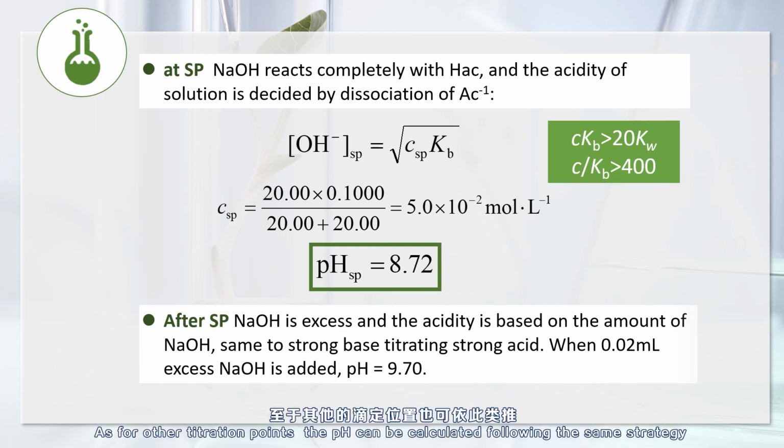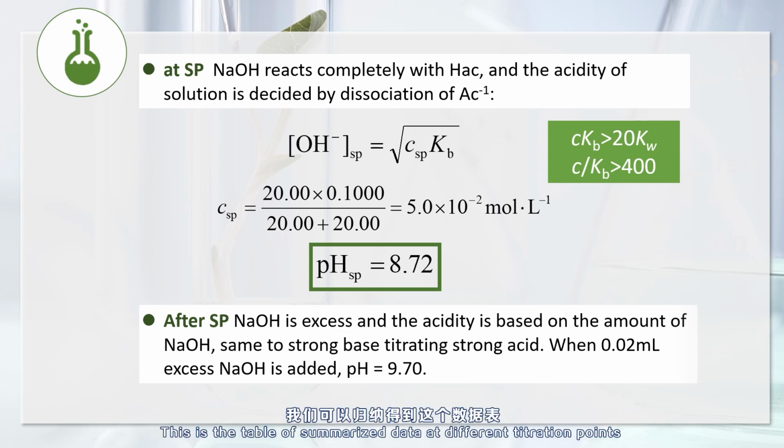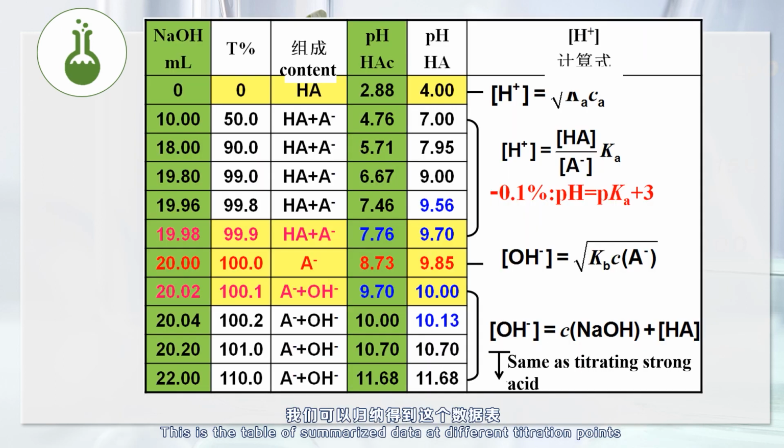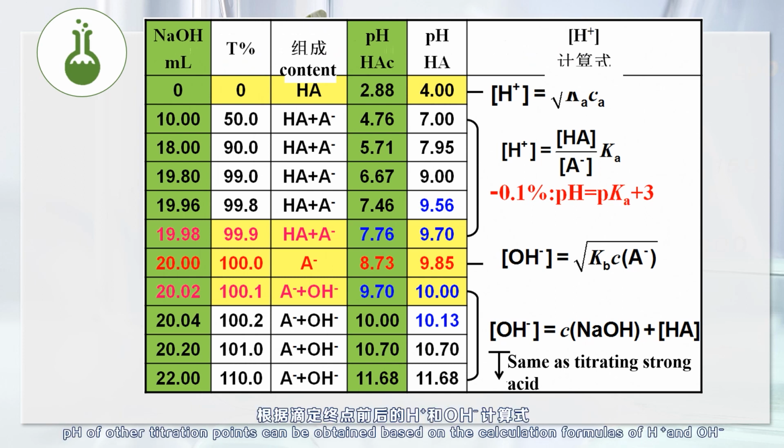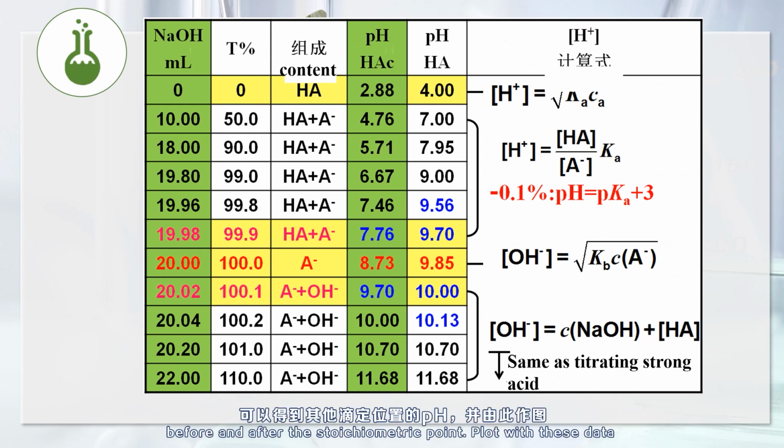As for other titration points, the pH can be calculated following the same strategy. This is a table of summarized data at different titration points. Similar to the titration of strong base to strong acid, pH of other titration points can be obtained based on the calculation formulas of hydrogen and hydroxide before and after the stoichiometric point.